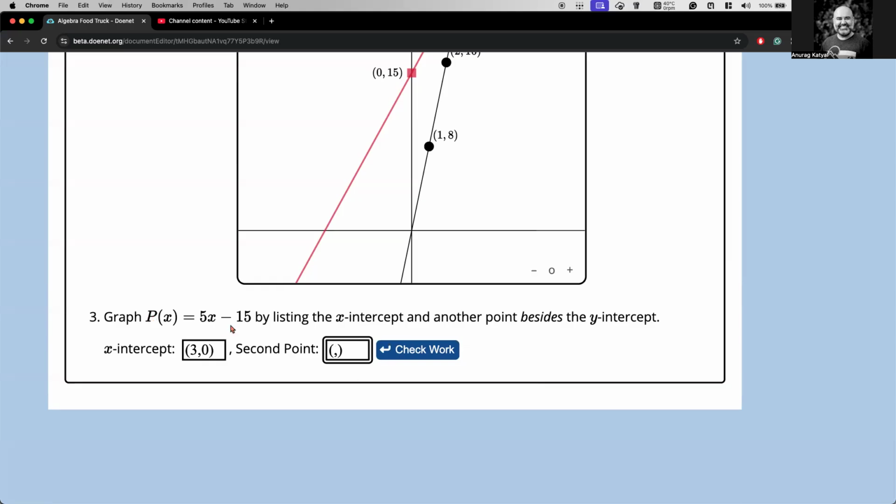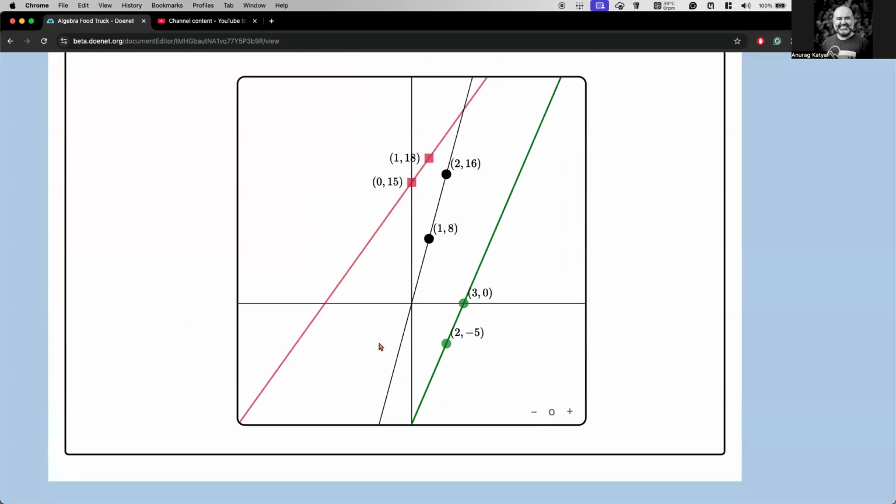So give me one other point on this line. Plug in any number. I'll give you the number. Plug in 2. 10 minus 15 is negative 5. Excellent. There's my profit function.